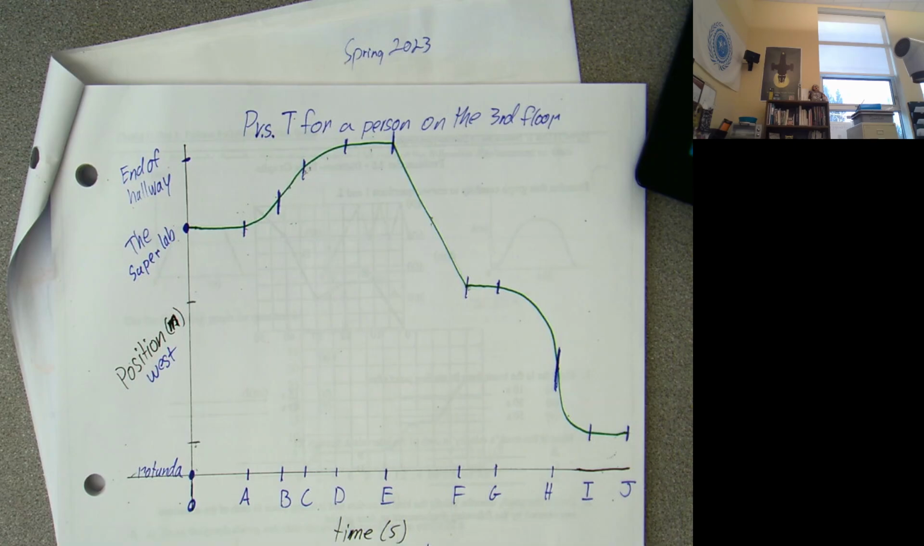This is a position versus time graph for a person on the 3rd floor. The starting point here is the superlab. This is position in meters west. So if that way is north, then west is that way into the board. The 3rd floor hallway actually runs east-west. We are at the west end of the hallway. We'll call that the end of the hallway, and we'll call 0 the rotunda.